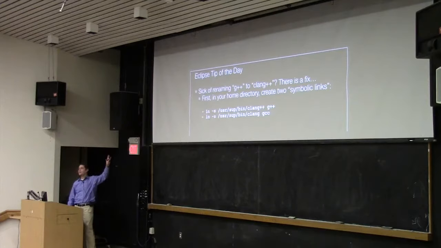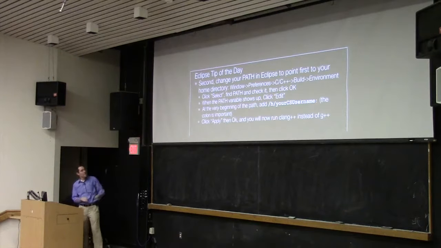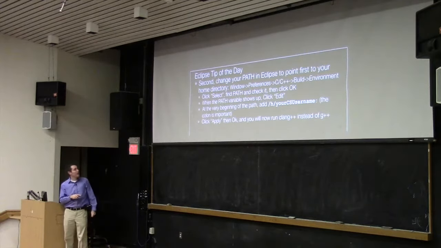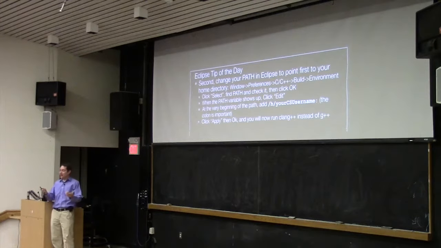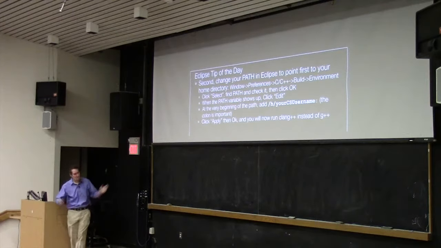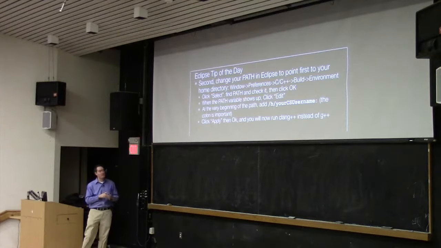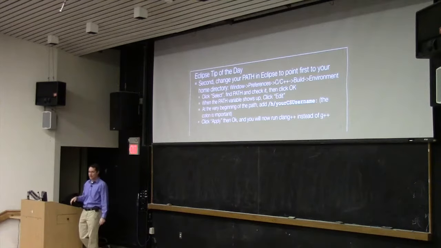Don't worry about copying this down now. It's all online. Okay? After that, you do have to change your path in Eclipse to say, hey, look in my home folder for the names of the programs. Okay? And what that means is Eclipse is going to say, where's G++? And it's going to first look in your own home folder. And it's going to say, oh, go here for G++. And really, you're going to sneakily tell it to go to Clang++. All right? That's all you have to do. Do those two things, and you'll never have to do that part again. And it'll save you 10 seconds every time you set up your project. OK?